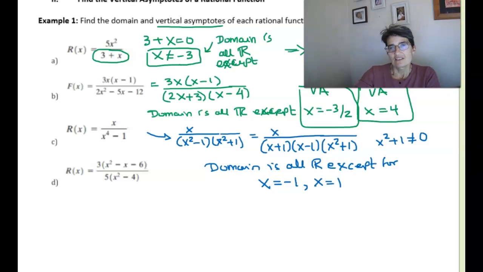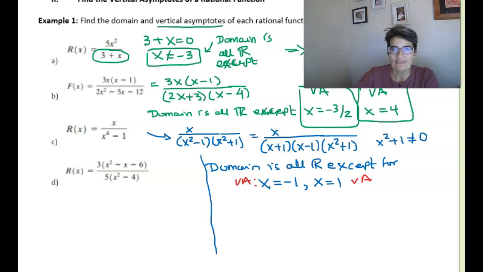Okay? So these are not in the domain. You look at the function, nothing crosses out. That means they're both vertical asymptotes. So there's a vertical asymptote at x equals negative 1, and there's a vertical asymptote at x equals 1.